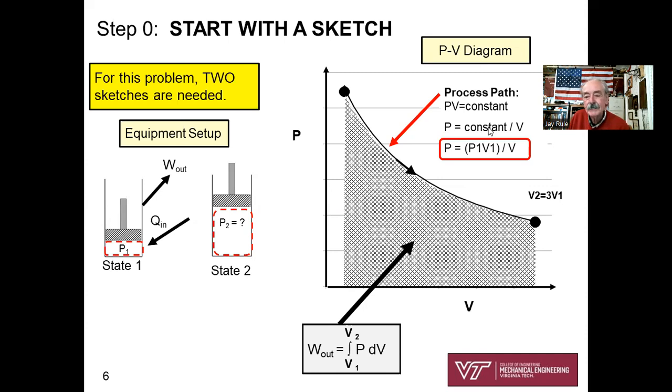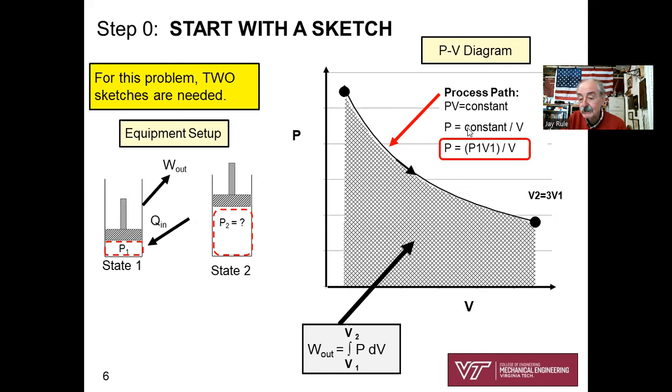What's the name of that curve? It's a hyperbola. You should know that. So we expect you to know that from high school, and at a minimum, freshman calculus. So that PV equals constant is a hyperbolic process path. And so I have drawn this in as a hyperbola.